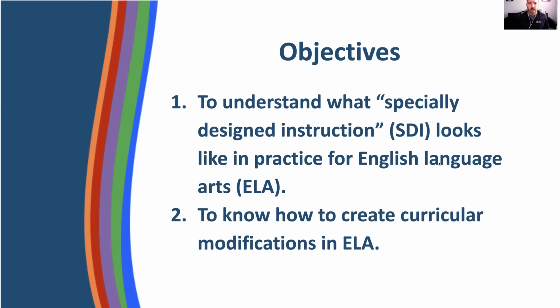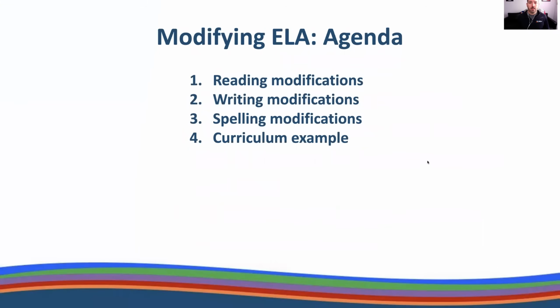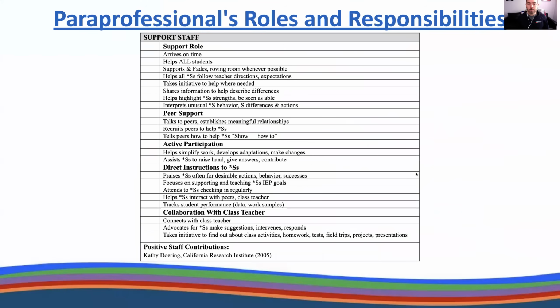So our objectives: to understand what specifically designed instruction, or SDI, looks like in practice for English language arts. So what do modifications look like for ELA? And for you to know how to create curricular modifications, or SDI, in ELA. So when we talk about modifying English language arts, we're talking about reading, writing, and spelling modifications, right? Anything related to English language arts. And I'll provide a curriculum example connected to an IEP goal.